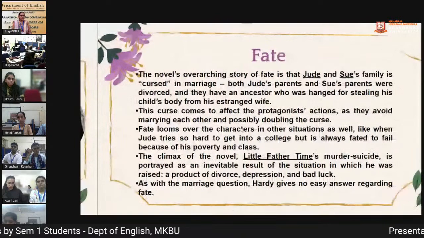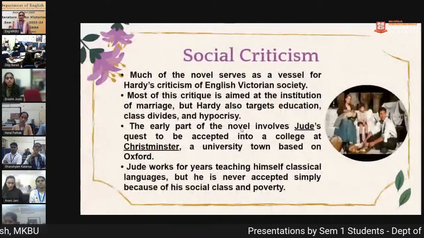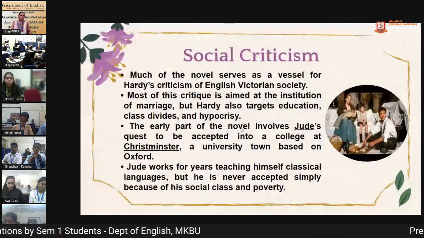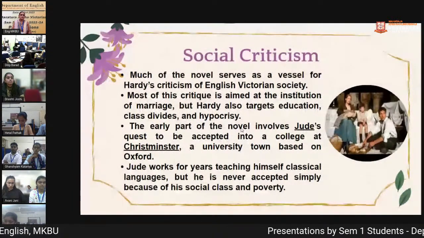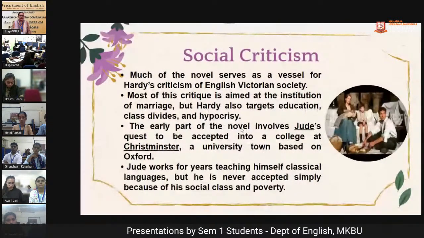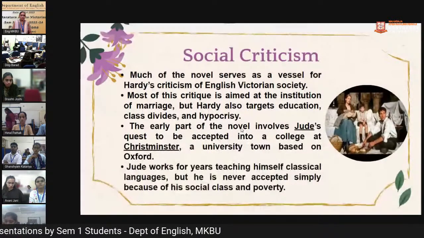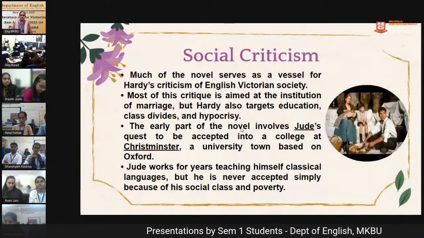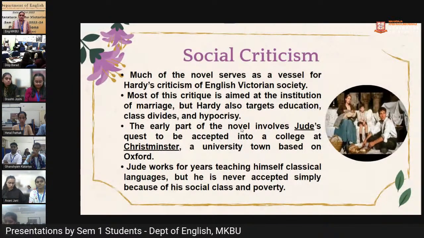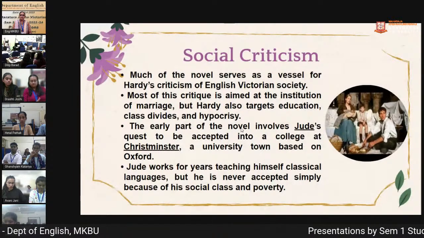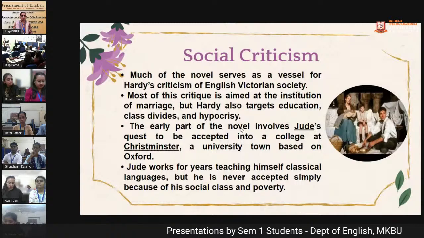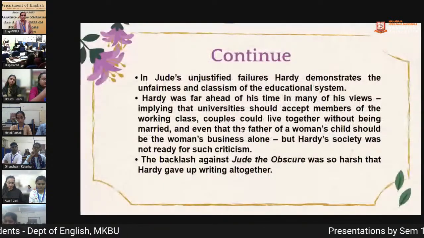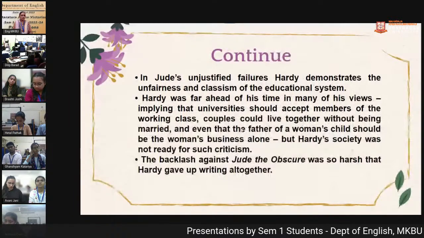And another theme is social criticism. Much of the novel serves as a vessel for Hardy's criticism of English Victorian society. Most of this critique is aimed at the institution of marriage, but Hardy also targets education, divorce, and hypocrisy. The early part of the novel involves Jude's quest to be accepted into a college at Christminster, a university town based on Oxford. Jude works for years teaching himself classical languages, but he is never accepted simply because of his social class and poverty. And in another article, he discusses social criticism from his point of view.